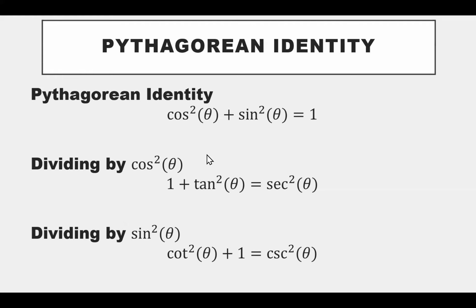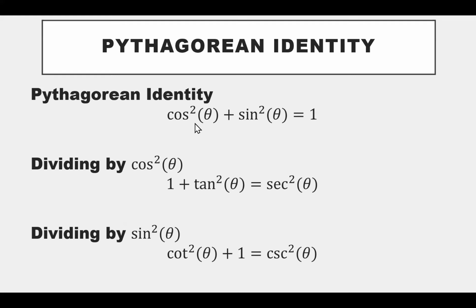The way you get these other ones is you simply divide each term in our original Pythagorean identity by cosine squared of theta. Cosine squared of theta divided by cosine squared of theta is a 1. Sine squared of theta divided by cosine squared of theta is tangent squared of theta. Sine over cosine is tangent. And then 1 over cosine squared of theta is secant squared of theta. 1 over cosine is secant.